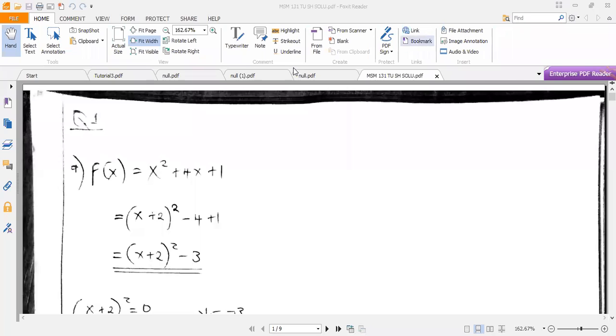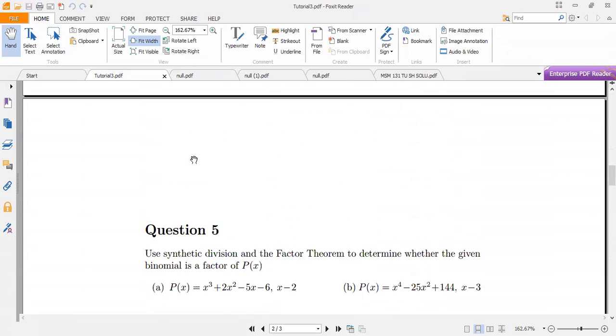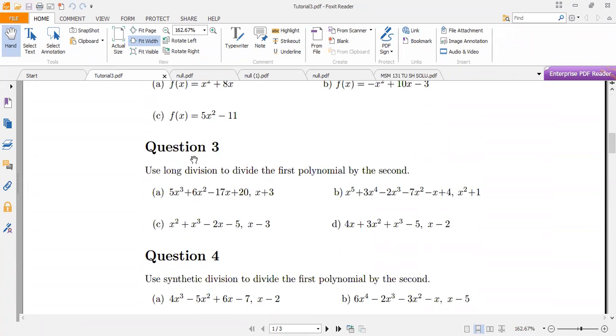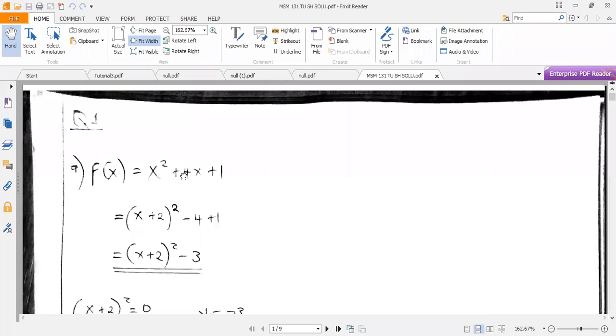So if we check our tutorial sheet, we go to question one. It says, use the method of completing the square to find the standard form of the quadratic function. State the vertex and axis of symmetry of the graph of the function and then sketch its graph. So it is basically asking us to use completing the square first, then state the vertex, state the axis of symmetry, and then we need to do our graph.